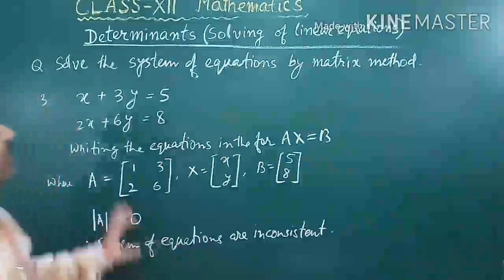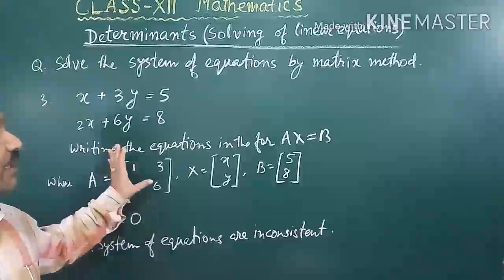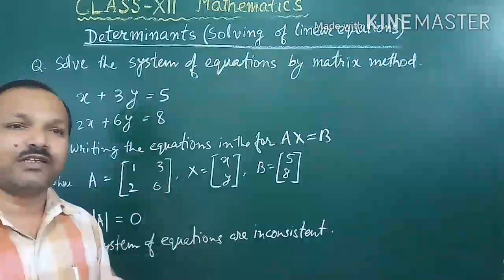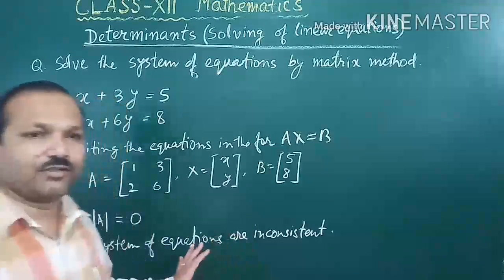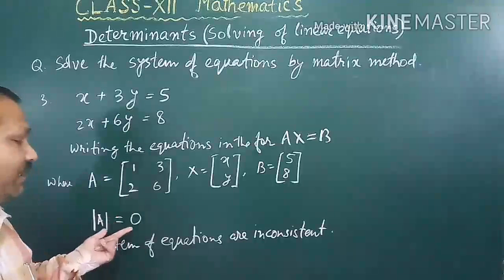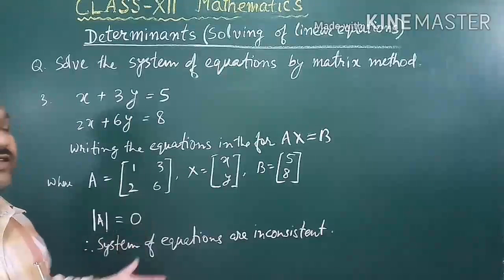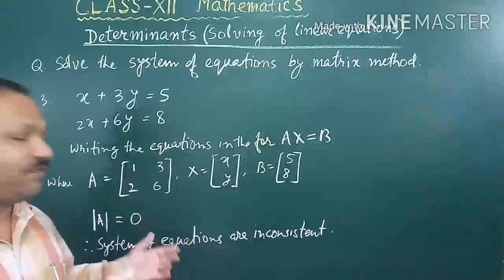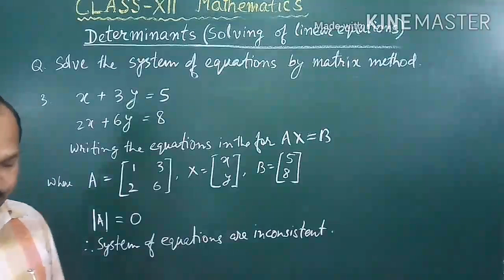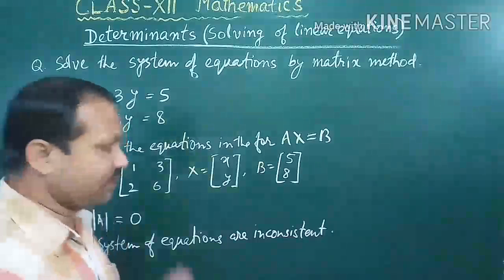Next, some questions are there. We will find the solution. Here, consistency, inconsistency, I hope you have understood. If it is a 3 by 3 matrix also, we have to find the determinant of A. If the determinant of A is 0, then the system is inconsistent. And if it is not 0, then it is consistent. Alright?